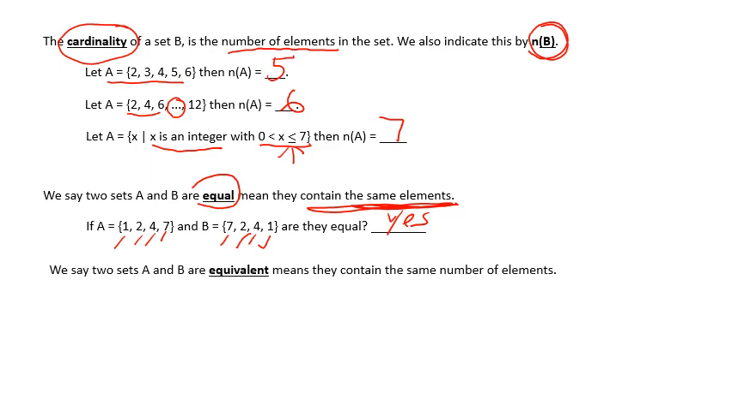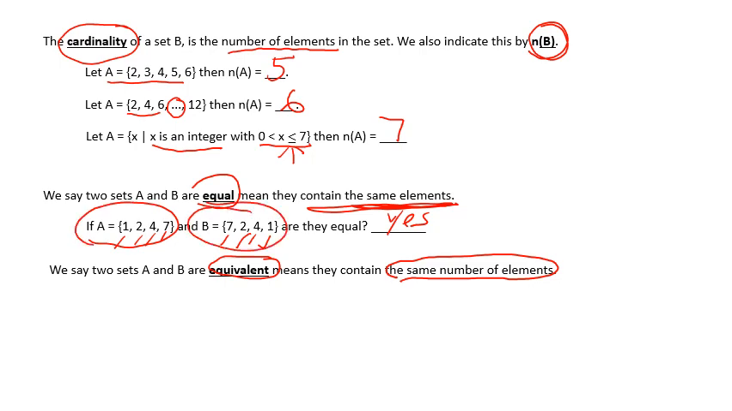Now, a slightly different definition here is the word equivalent. Equivalent simply means the two sets have the same number of elements. They can have the same elements and be equivalent, but they happen to be equal. So you can have sets that are equivalent and equal. You can have sets that are equivalent but not equal. In other words, these two sets above here are actually equivalent because they contain the same number of elements. They also happen to be equal. So just because something's one thing doesn't mean it can't be another.